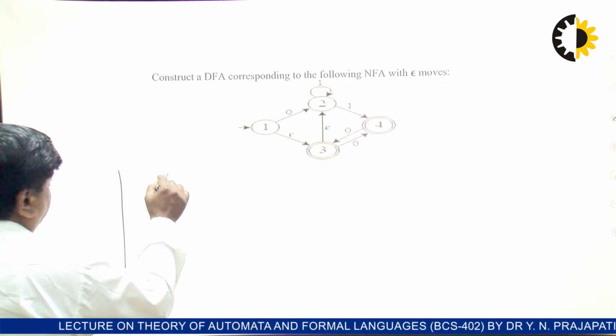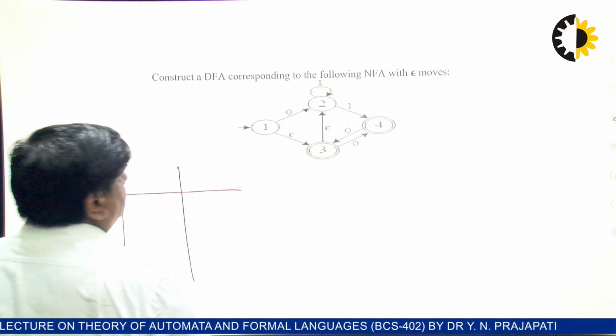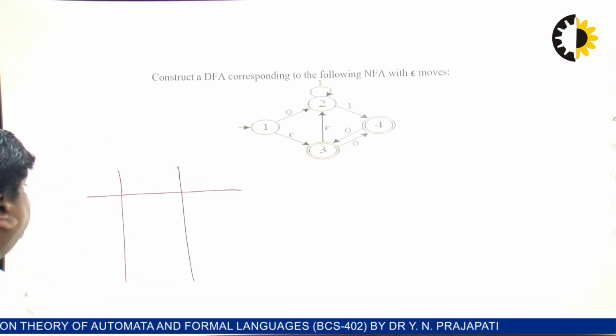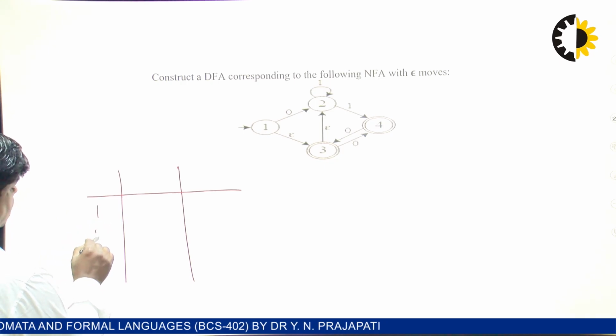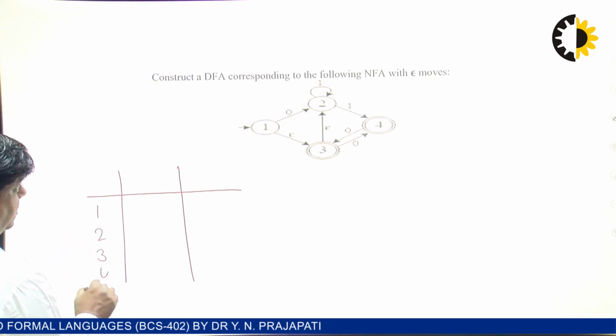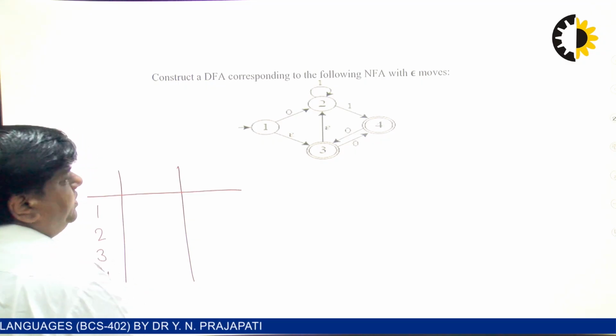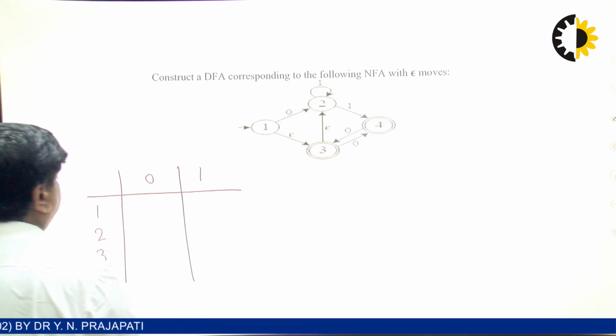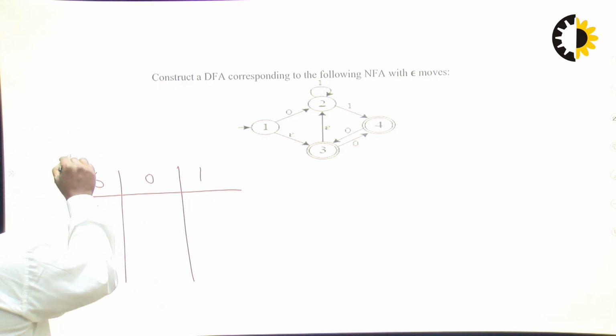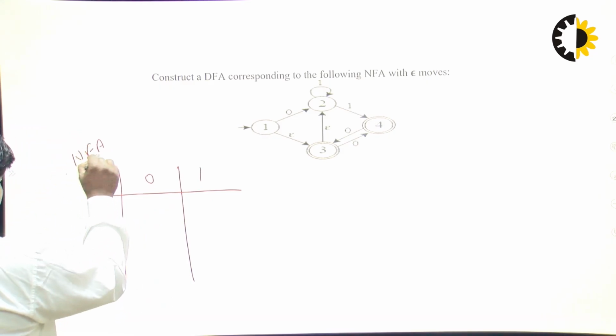First, we draw the transition table of this given table. Now, how many states? That is state 1, state 2, state 3, state 4. Now, how many inputs? Inputs are 0 and 1. Now, this is the transition table of the NFA.